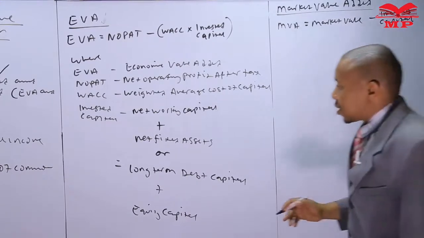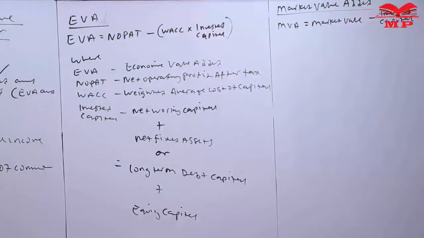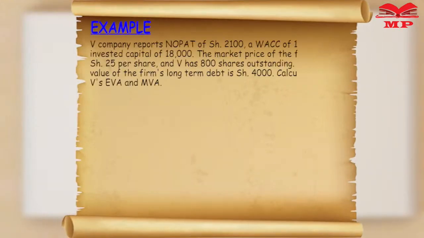Now, to demonstrate this, let's look at an example. V company reports a NOPAT, or net operating profit after tax, of 2100, a weighted average cost of capital of 14.2%, and invested capital of 18,000. The market price of the firm's stock is 25 per share, and V has 800 shares outstanding. The market value of the firm's long-term debt is 4,000. Calculate V's EVA and MVA.